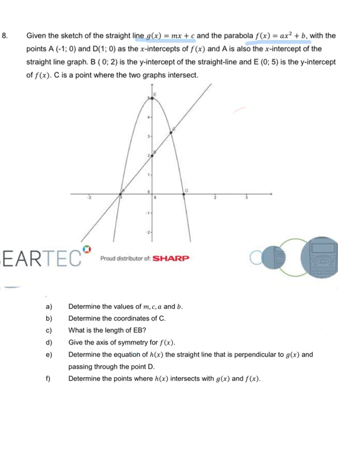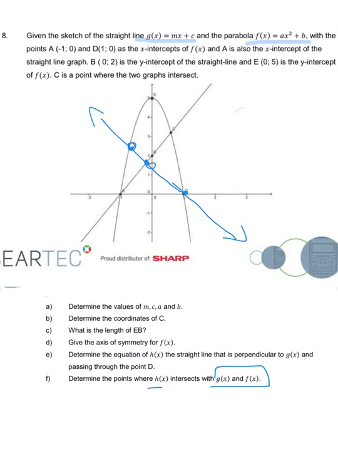And last but not least, determine the points where H intersects with G and with F. So that's quite a big question, right? Because now we've got some sort of a graph or a straight line. We're not 100% sure, but we know it's going to go through the point D, something like that. And so there's going to be a point of intersection somewhere over there, somewhere over there. We already know that is the one point with the parabola. So we are wanting to determine the points where h of x intersects with g and f. So that would be that point and probably that point over there.